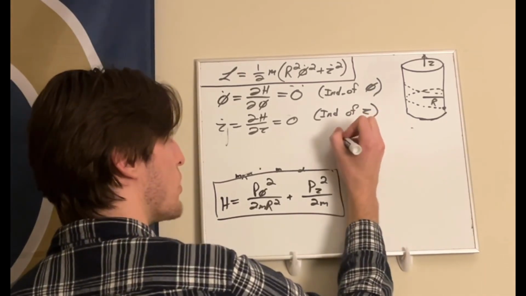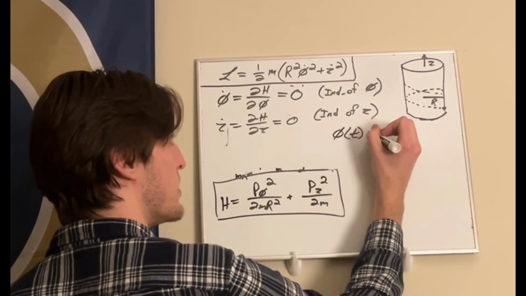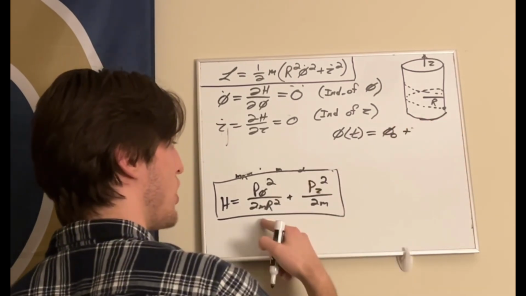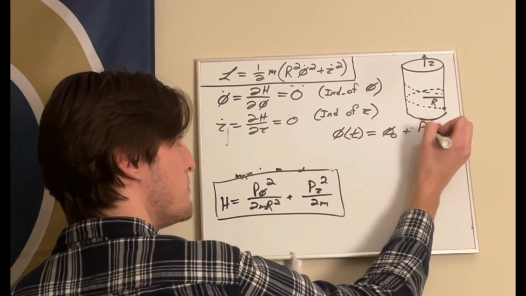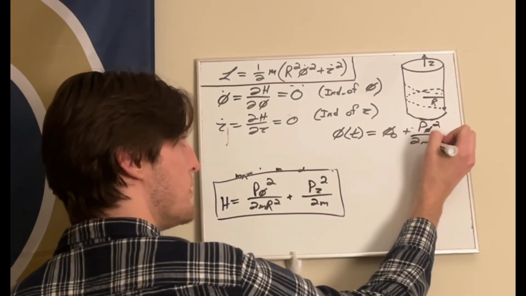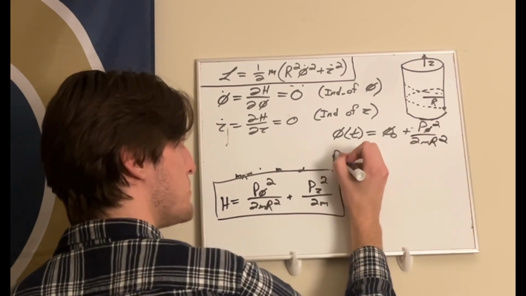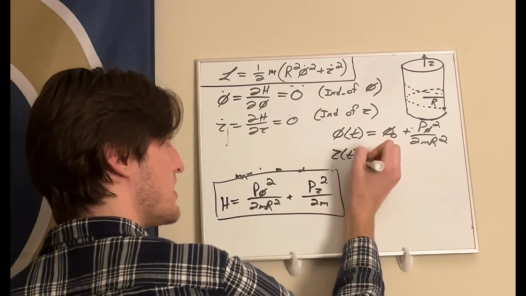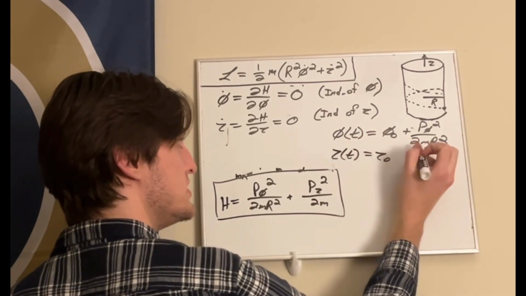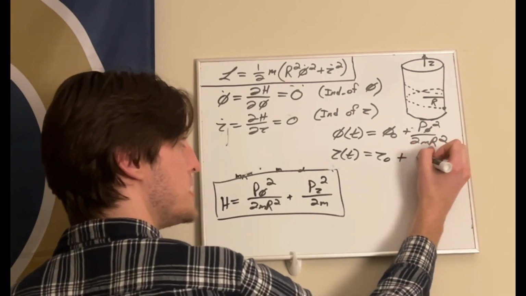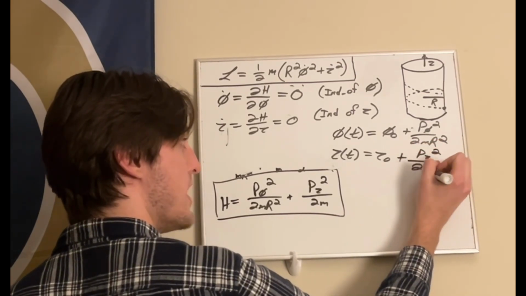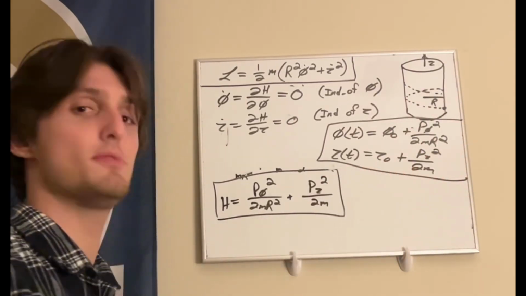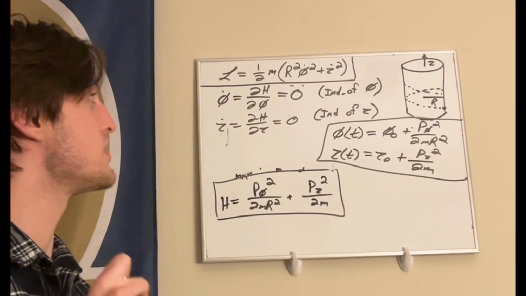And if we write out our equations of motion, we're going to get some constant, phi naught, plus our Hamiltonian term, p phi over m r squared times t. And then we have z in the t direction is some initial z plus p z over m times t. And those are equations of motion, which come from here, and some initial constant. And this seems weird. It's almost an unsatisfying answer.